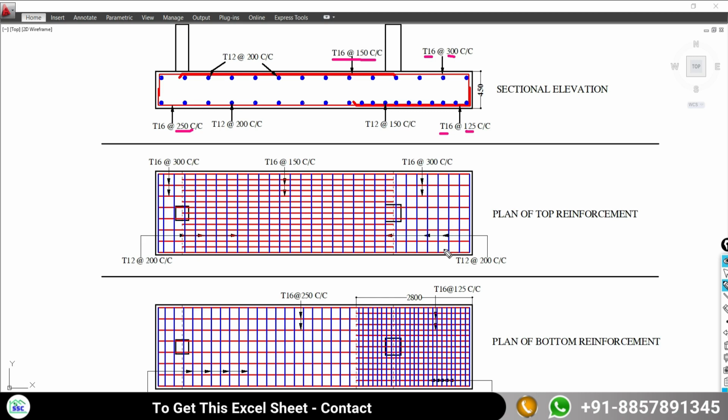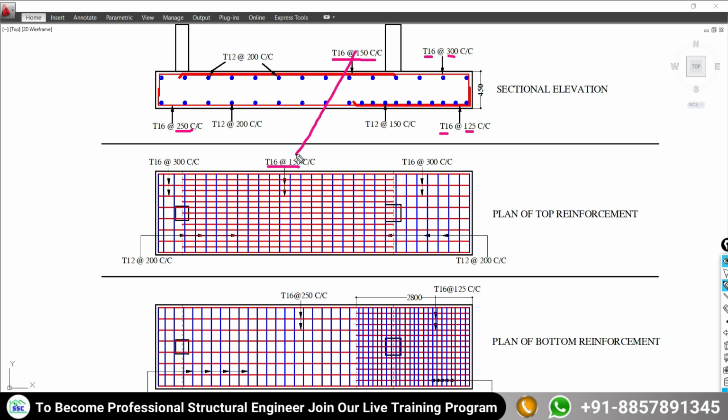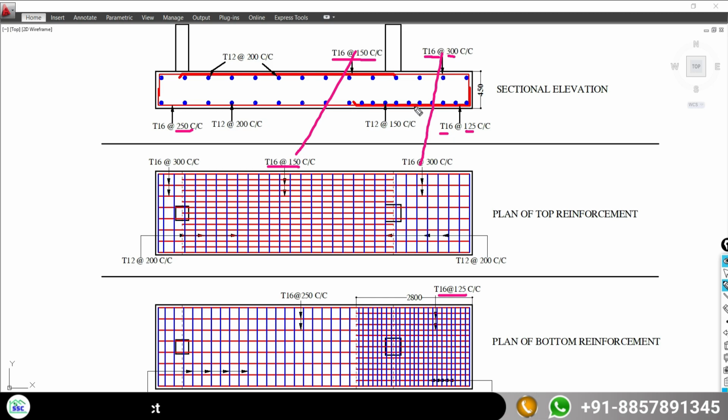In plan also you can see the longitudinal reinforcement. Here is the plan of the top face reinforcement. Between C1 and C2, 16 at 150 mm center to center, and this is 16 at 300 mm center to center. These two are the same. Likewise at the bottom face, here 16 mm diameter bar at 125 mm center to center under the column C2, and for the rest of the portion it is 16 mm diameter bar at a spacing of 250 mm center to center.